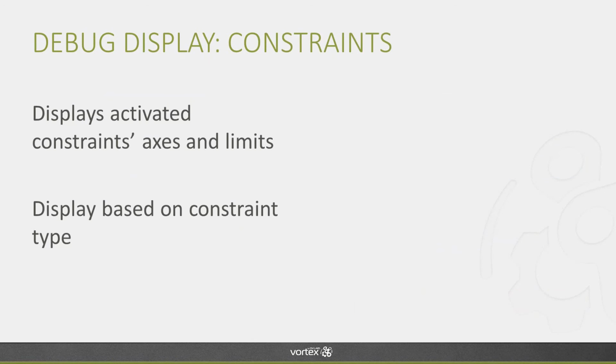Thank you, Marc-Alexandre. All right, so the next display mode is constraints. What it does is it displays activated constraints and their axes and limits. Now, you have to go and activate individual constraints, as we've seen in our video earlier, and they will not all show automatically. And the display is based on the constraint type.